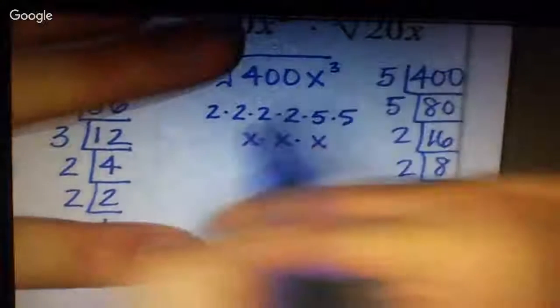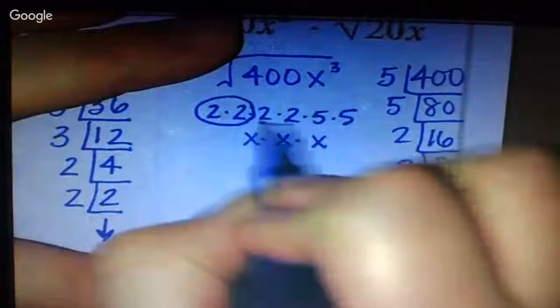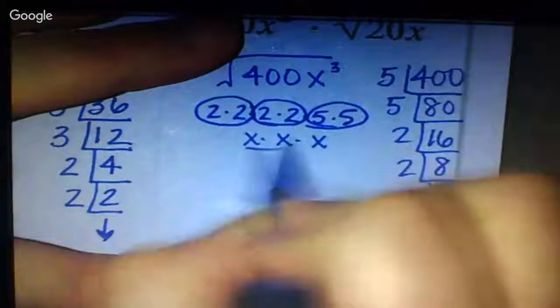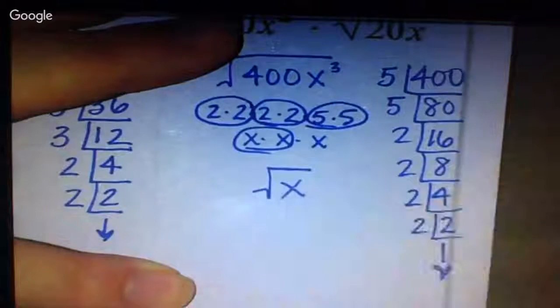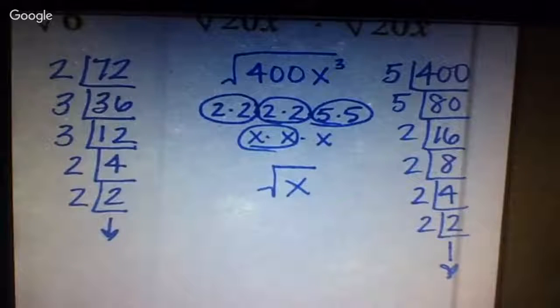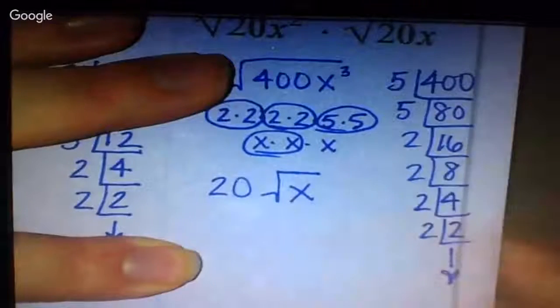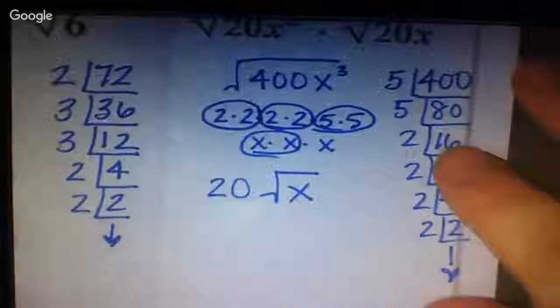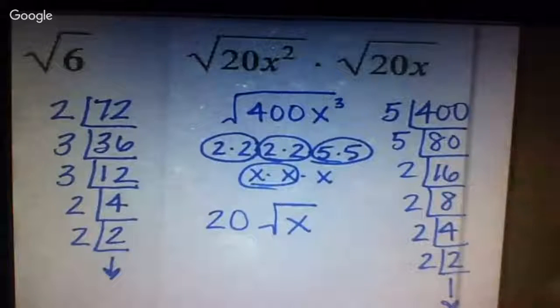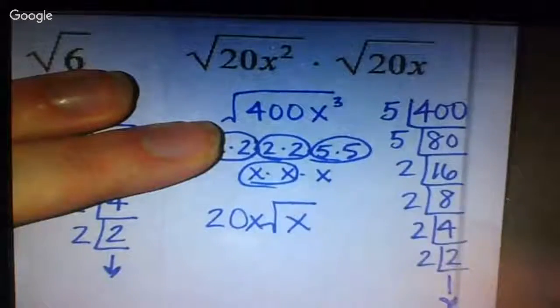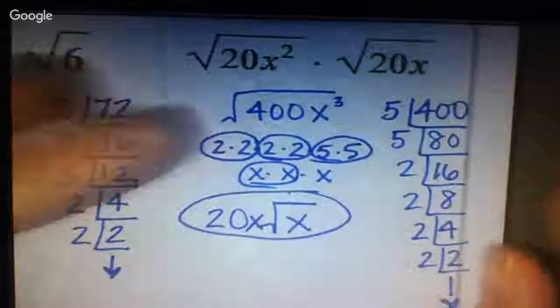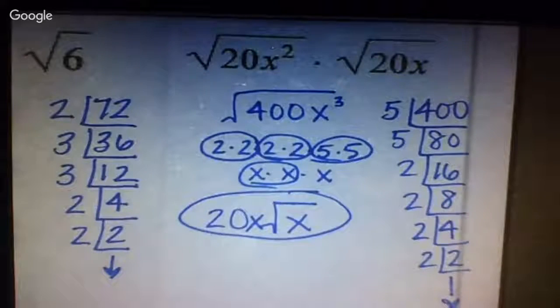So we're grouping in twos. You told me I have one little X left over. Out front, I'm pulling a 2 and a 5. So that gives me what, Jeremiah? 20. 2 times 2 is 4, times 5 is 20. You got it. 20 square roots of X. Oh, don't forget the X out front. I almost forgot that.